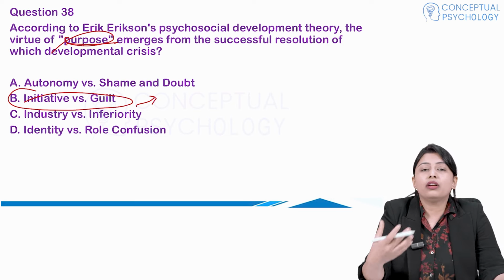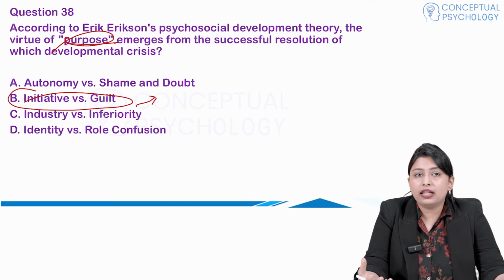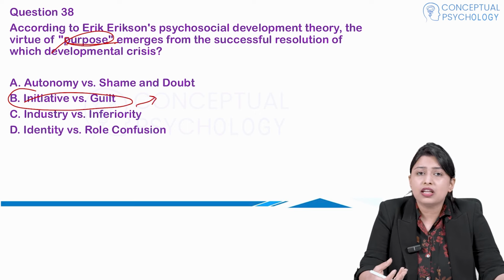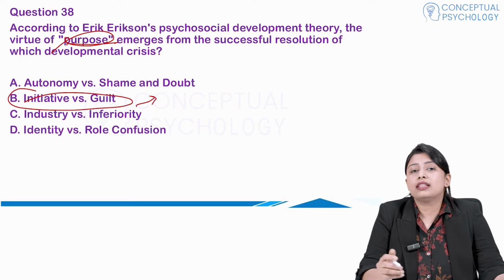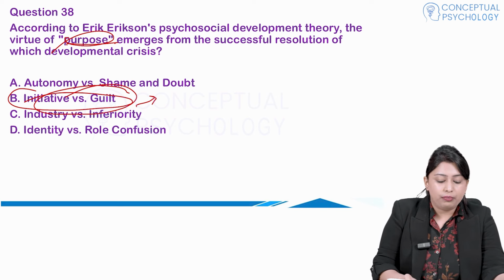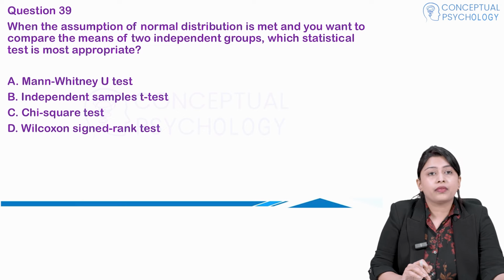If it is not resolved or navigated properly, then the child may feel overly criticized or controlled during this stage, and they may develop guilt about their desires and become overly dependent. So B is the correct answer.